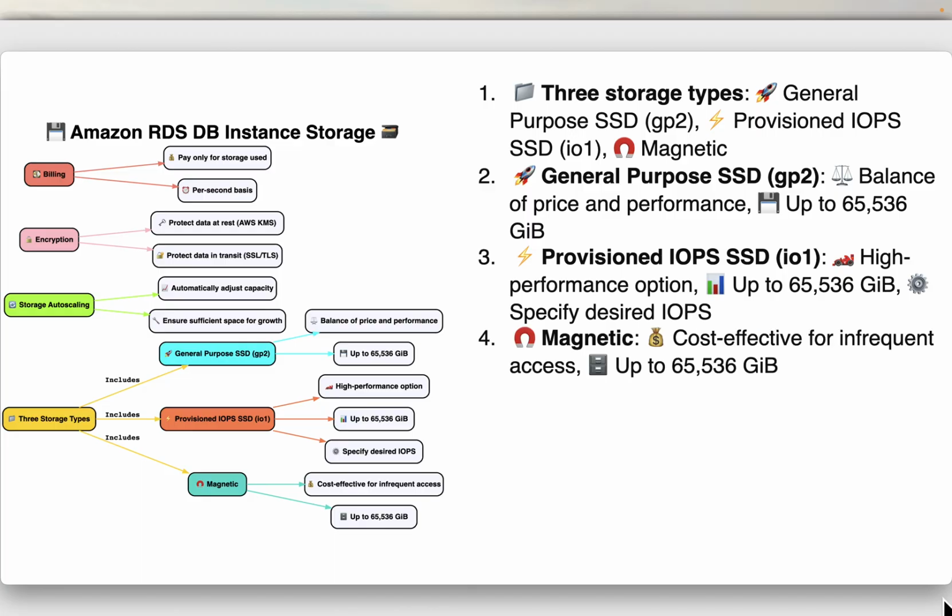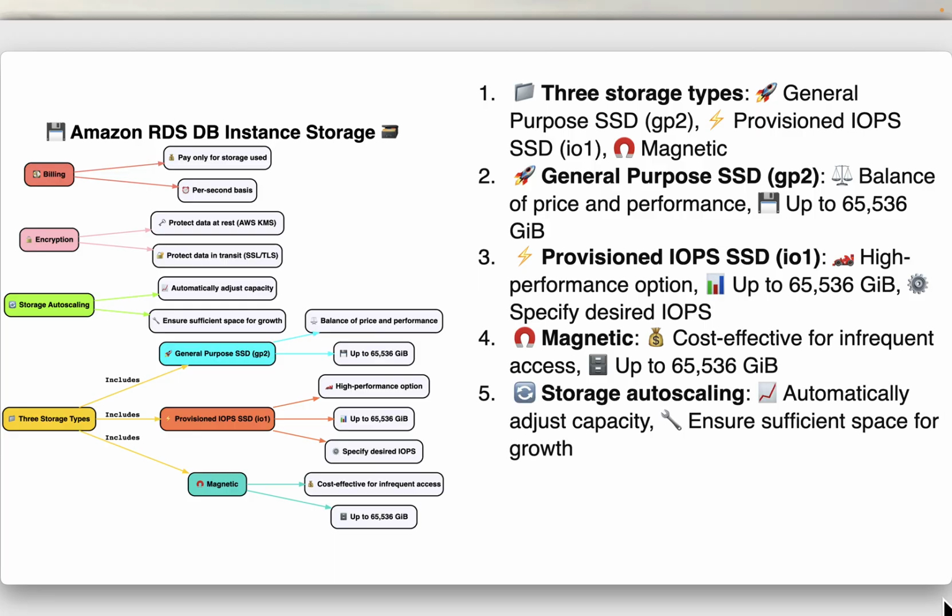Then fourth we have magnetic, and it's cost effective for infrequently accessed data. So it's not very frequently, otherwise you will use general purpose provision. Same size, magnetic storage is cost effective option for infrequently accessed data.